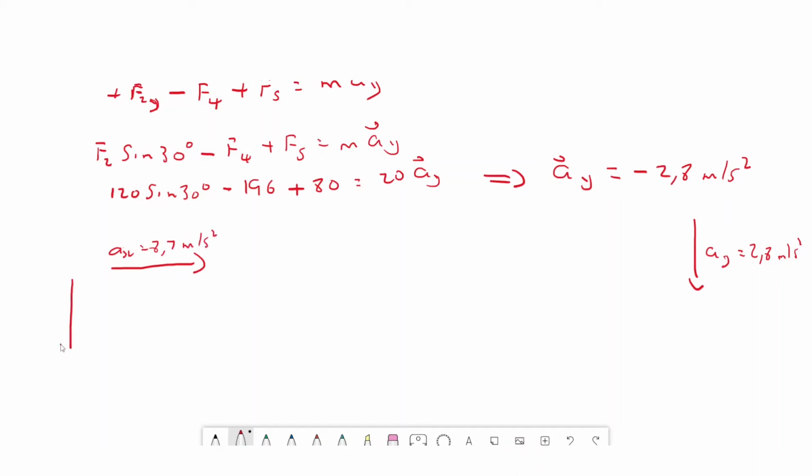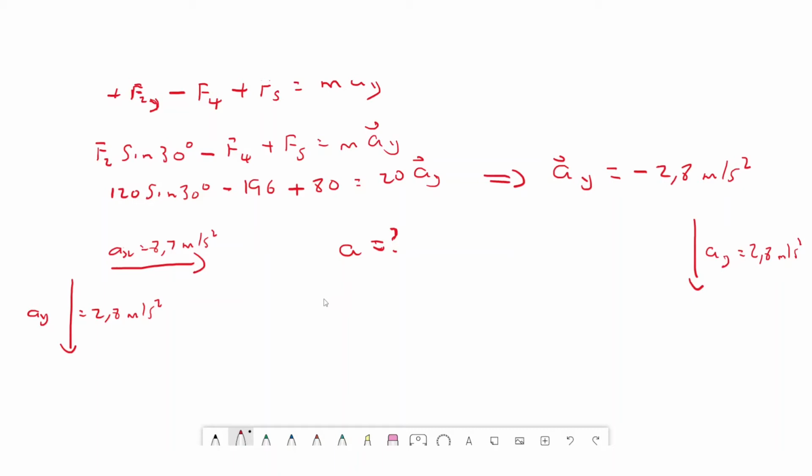Then I have AY, which is going down that way, right? And that one is going to be 2.8 meters per second squared. Now, they want me to find the total acceleration, which is A. That's what they are looking for. They are not looking for AX and AY.